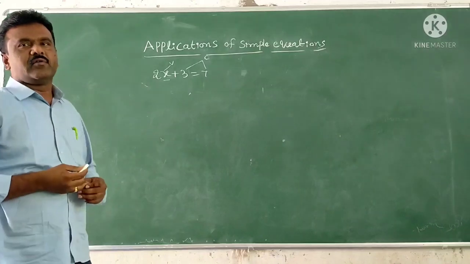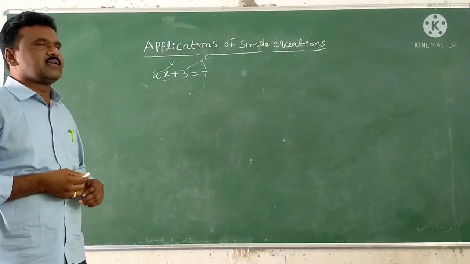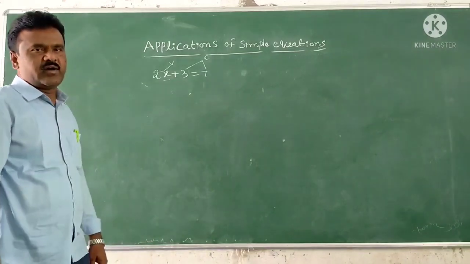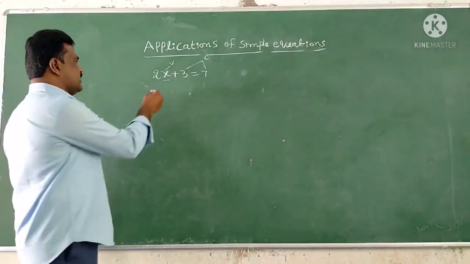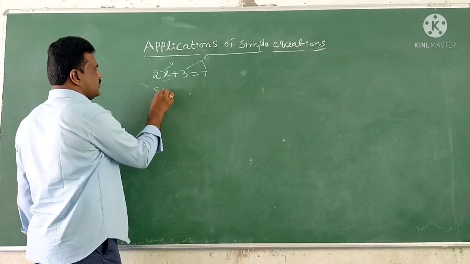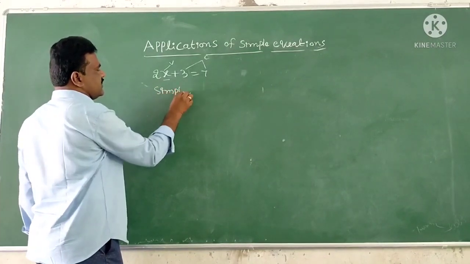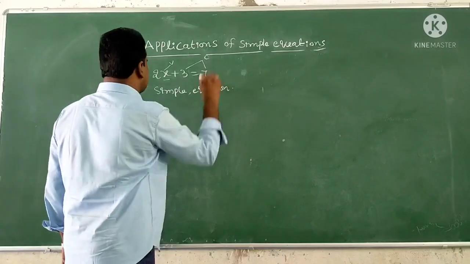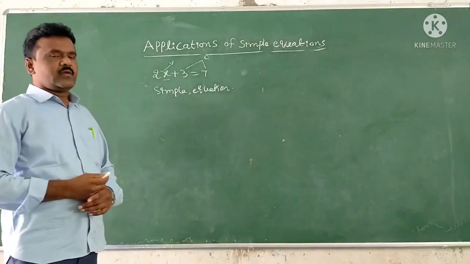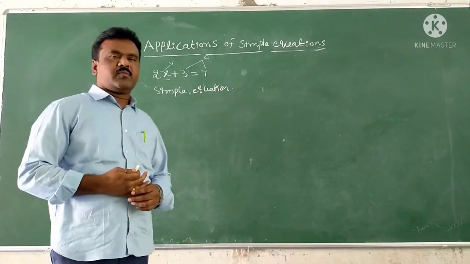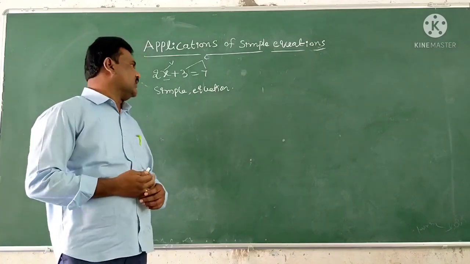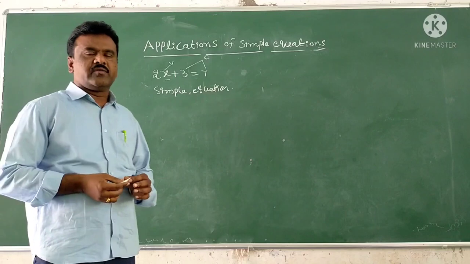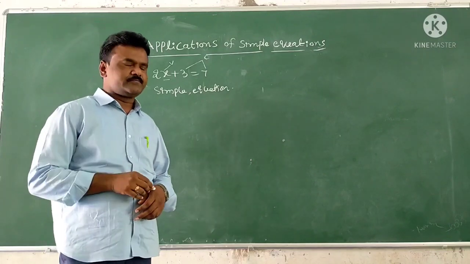What is the power of variable x? Yes, the power of x is 1. So, this equation is called a simple equation. So, what do you mean by simple equation? Yes, a simple equation is an equation in one variable with highest power 1.